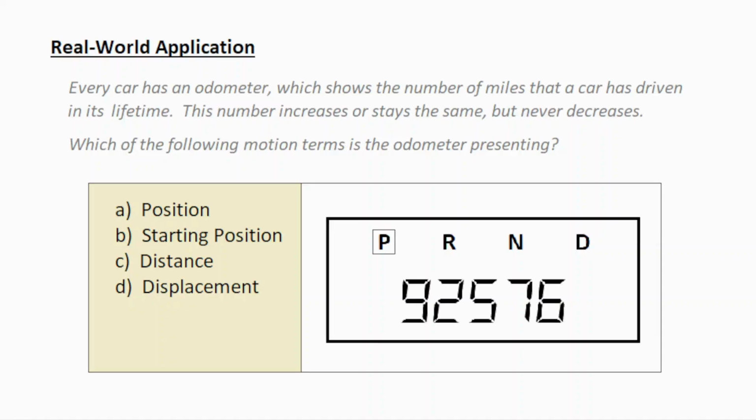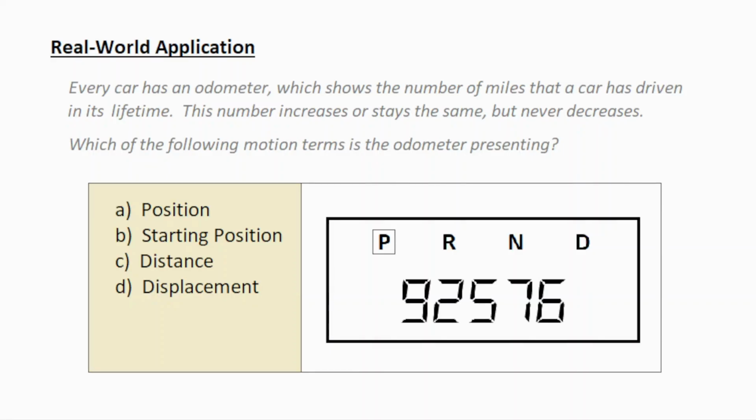Let's look at a real-world application. Every car has an odometer, which shows the number of miles that a car has driven in its lifetime. This number either increases or stays the same, but never decreases. So the question is, which of the following motion terms previously discussed is the odometer presenting?